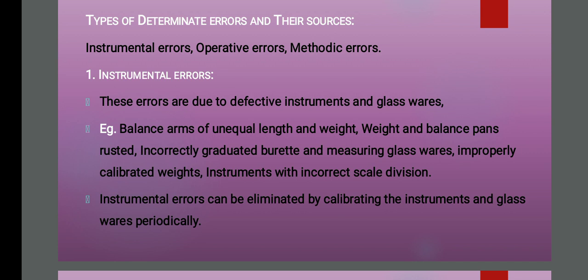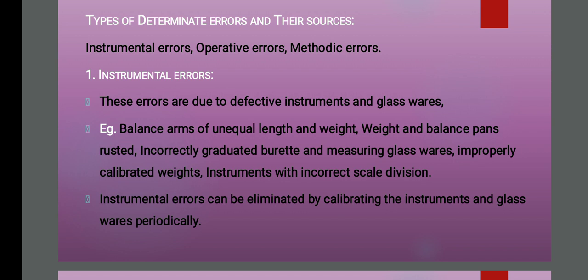From the word itself you can understand what instrumental error means. If there is a defect in the instrument or the glassware, this type of error will come. So instrumental error is mainly due to defective instruments or defective glassware. Examples we can see: arms in an unequal balance, arms of unequal length and weight; weights and balance arms that are rusted; incorrectly graduated burette, pipette, etc.; improperly calibrated weights; and instruments with incorrect scale division. So these are the examples of instrumental errors.